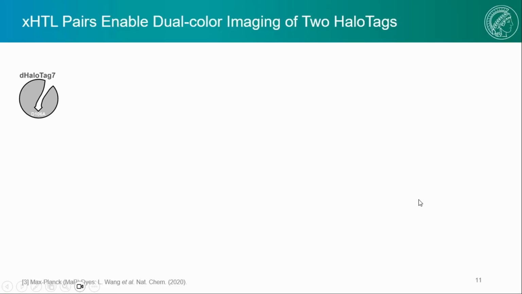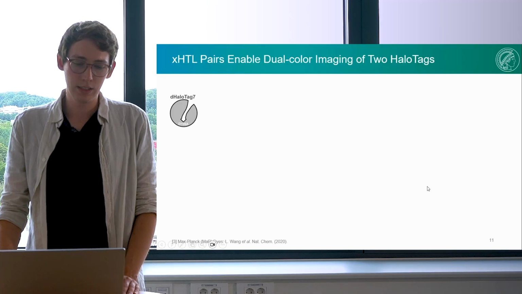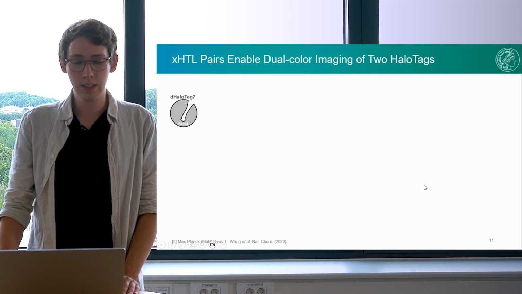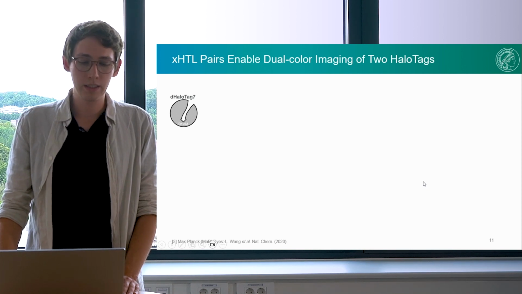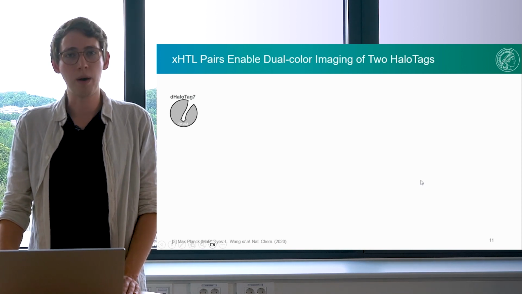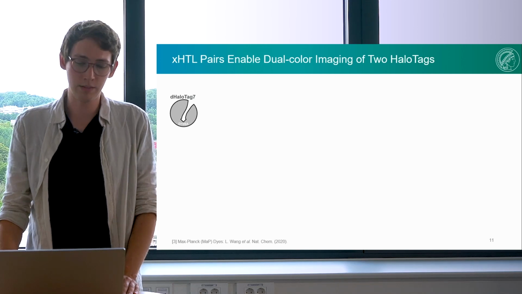So far we only spoke about one color imaging, but we actually also developed a second system providing dual color imaging. Therefore, we took a variant of HaloTag, the so-called dead HaloTag, which has a single point mutation, D106A. This point mutation usually shuts down the covalent labeling reaction, but it also has much lower binding affinity for S5 and T5 ligands.